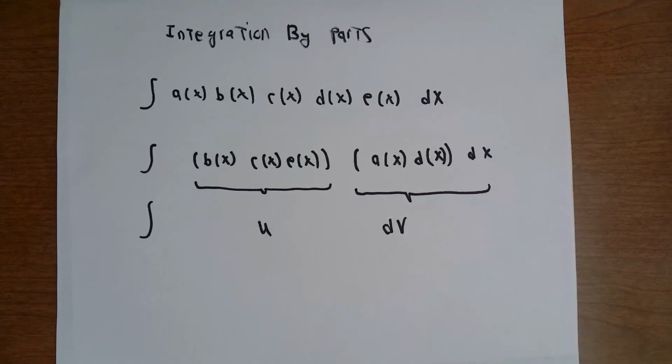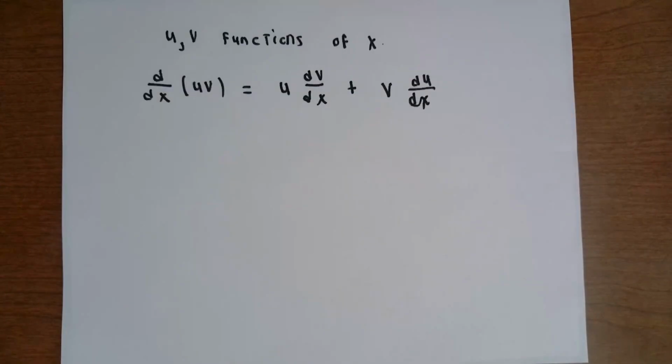The hope is that by writing it this way and taking advantage of a fact that's related to the product rule, I may be able to get an integral that's easier to do than the first one. In what follows, I'm going to think of u and v as being functions of x. I really should write u of x and v of x, but to keep the writing under control, I'll just write u and v instead.